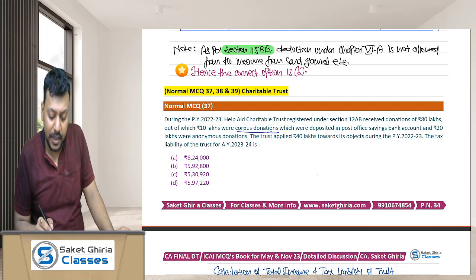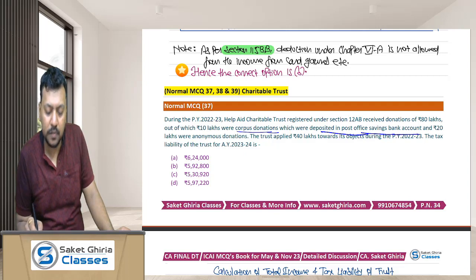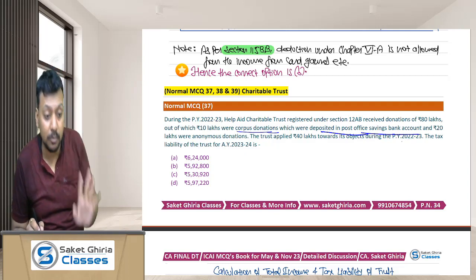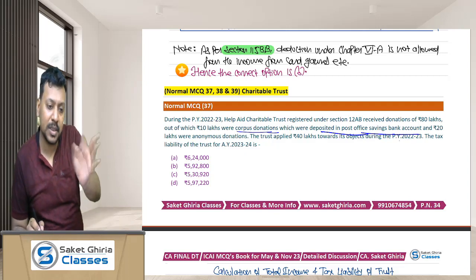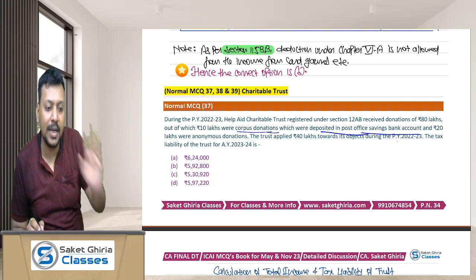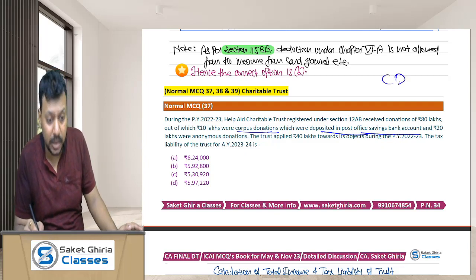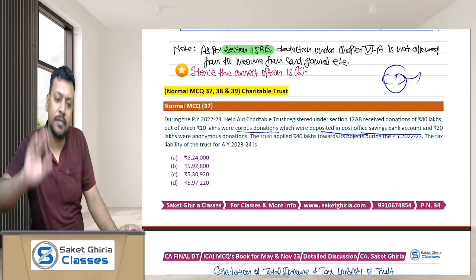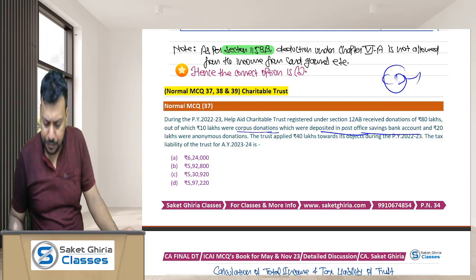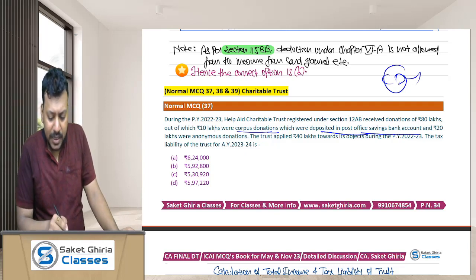And Help Aid has deposited the amount in the post office savings account, a section 11(5) specified mode. Out of 80 lakh, rupees 10 lakh relates to the corpus donation, and that is exempt because you have invested it in the specified mode. Okay, out of rupees 80 lakh, rupees 20 lakh was anonymous donation.